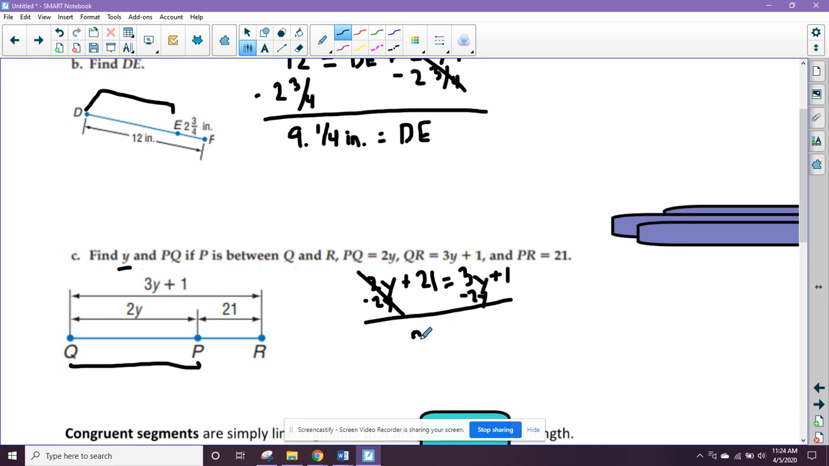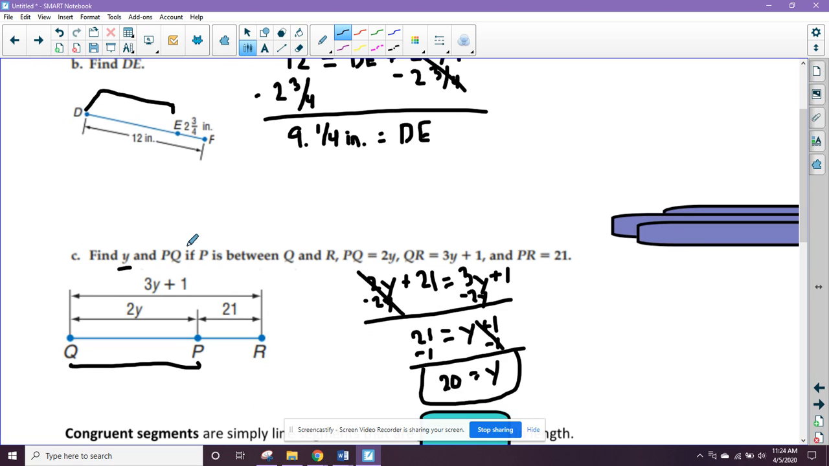So we get 21 equaling 3Y minus 2Y just gives us a Y. And then we have to bring down our plus 1. Now we just need Y by itself. We have plus 1, so we have to get rid of that plus 1. We're going to subtract 1 to both sides. So Y equals 20. So that was the first part of the question. We had to solve what Y was. So we got Y equals 20.